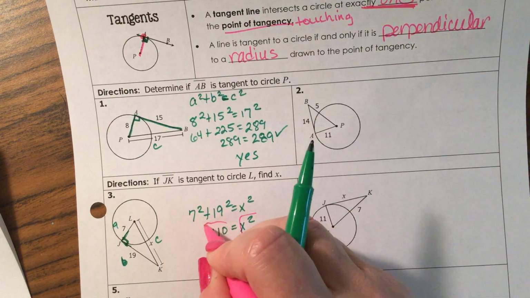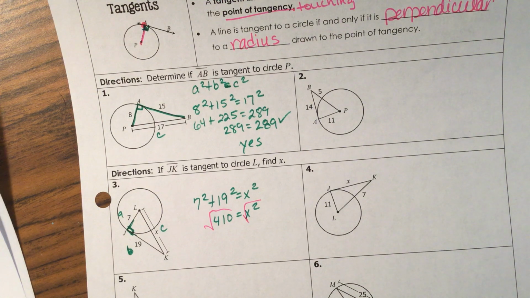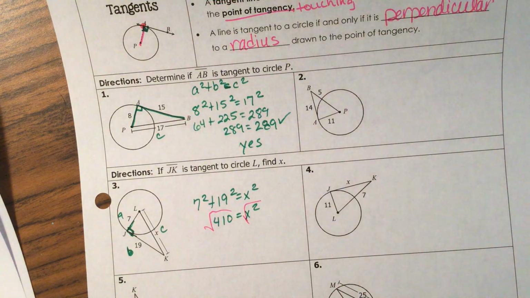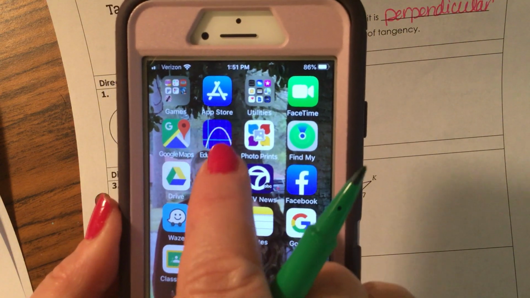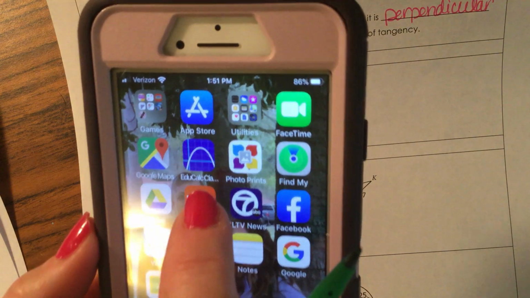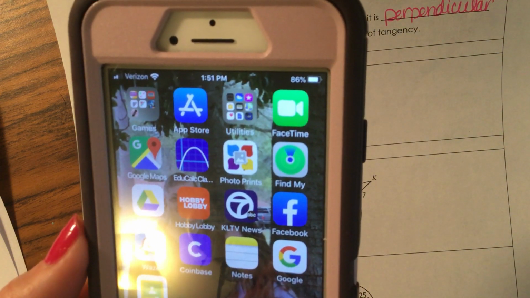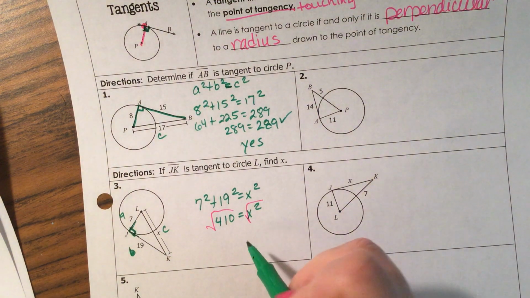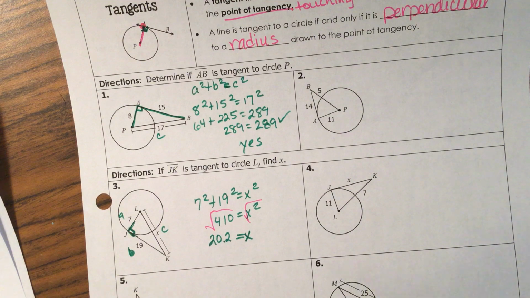If I want to take the square root, you can put that in your calculator. And remember, if you don't have a graphing calculator, or one that'll do square roots, this app right here called EduCalc calculator is an easy one to find. If you look on the App Store, that's going to be an easy one to use. So x turns out to be 20.2.